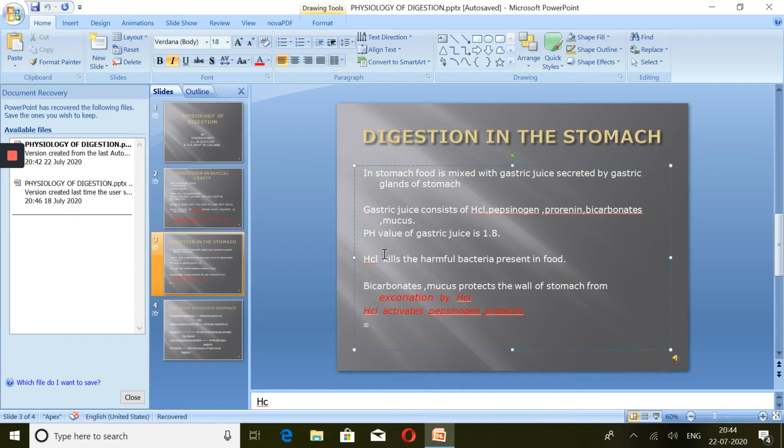secreted. Why is it secreted? What is the importance of HCl here? The HCl kills the harmful bacteria present in the food, and the most important function of HCl is that it activates the inactive forms of enzymes, or proenzymes. Pepsinogen and prorenin are the proenzymes, the inactive forms of the active enzymes pepsin and renin. In order to make these proenzymes active, HCl is necessary. That's why HCl is secreted.